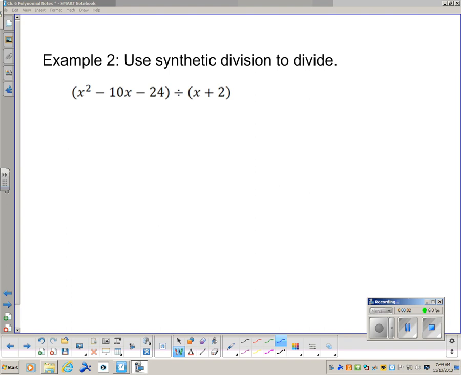All right, so we're going to continue using synthetic division here to divide. So kind of help me out here. If you're not a person who likes long division, synthetic division might be a choice you make. All right, so synthetic division, you want to look at the coefficients here of this first polynomial. So the coefficients here are 1, -10, -24. And then what goes inside here in the box?